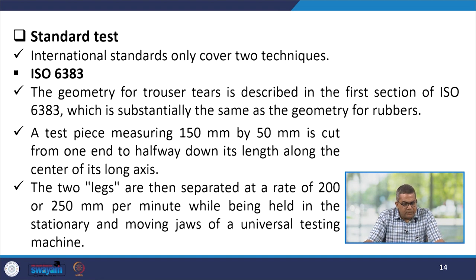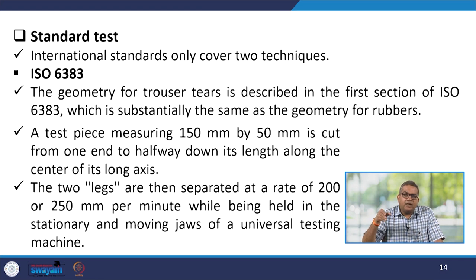Let's talk about some standard tests. International standards only cover two techniques, ISO 6383. The geometry of the trouser test is described in the first section of ISO 6383, which is substantially the same as the geometry of rubber. Now, a test piece measuring 150 mm by 50 mm is cut from one end halfway down its length along the center of its long axis.